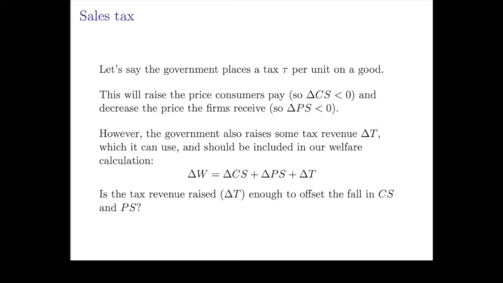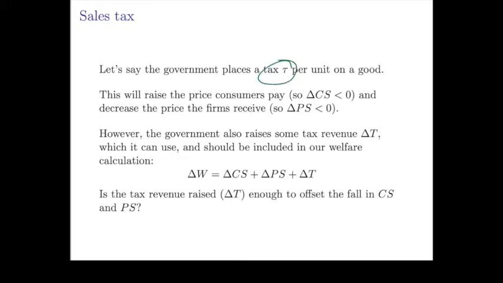That's going to cause the consumers to have to pay more, so there's going to be a reduction in consumer surplus. It's also going to reduce the price that the firms receive, so there's going to be a reduction in the producer surplus. You can go back to chapter 2 and you'll remember that both the consumers and the producers are going to bear parts of the tax.